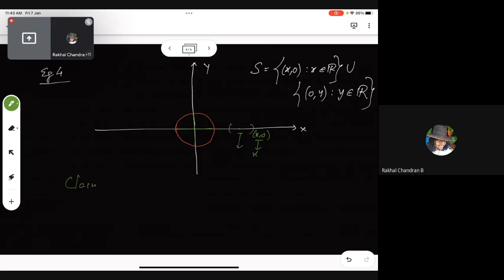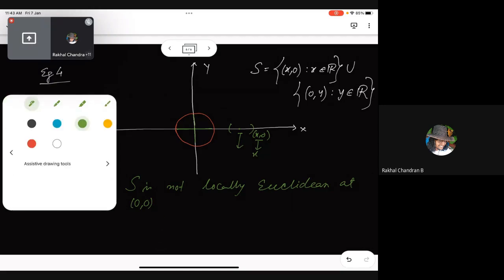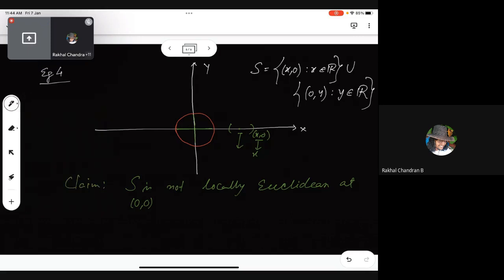So the claim is that S is not locally Euclidean at (0, 0). Can you prove it? Sir, removing one point makes it disconnected into four components. I don't think that will happen if it's locally Euclidean. If it's homeomorphic to a small interval, suppose, and I pick out one point, it gets disconnected into two components, not four.